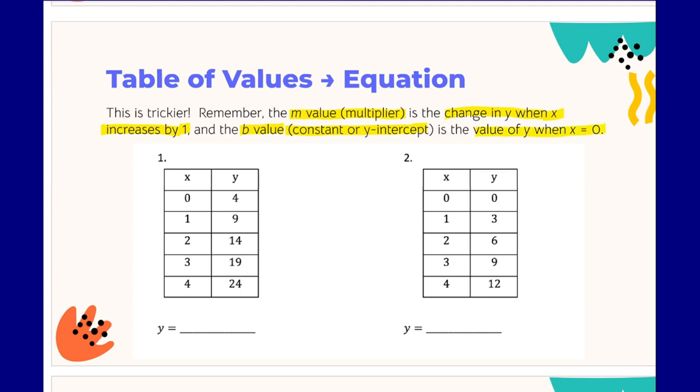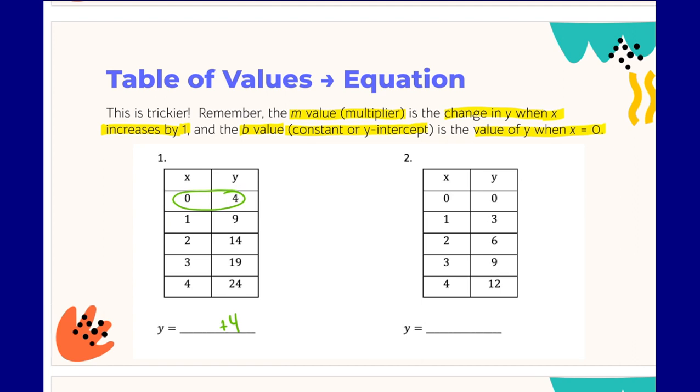So let's look at our first one. Well, our first one is easy. We see that constant right off the bat, right? Use a different color, keep it a little more consistent. So we see when x equals 0, y is 4. So that tells us that our equation is going to have a plus 4 at the end.